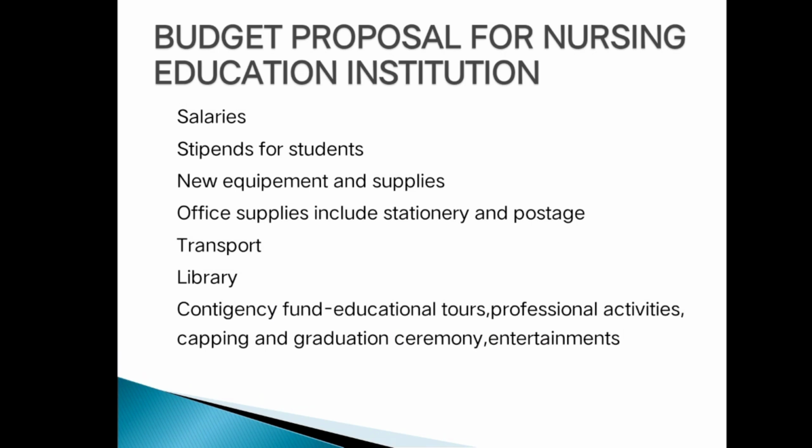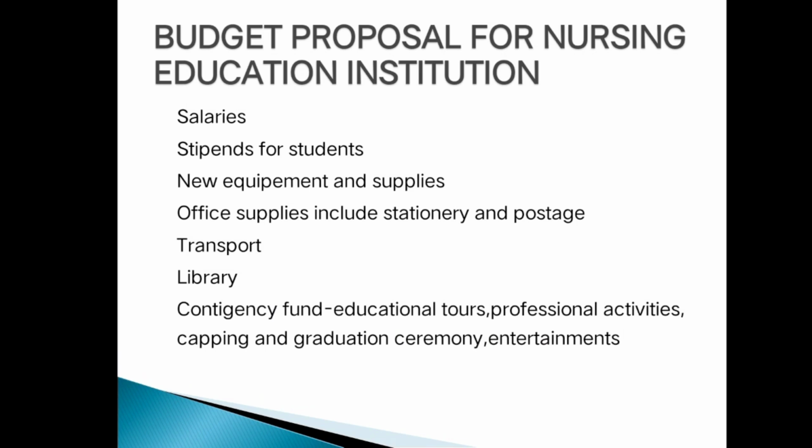Next is new equipment and supplies. So if the college has decided to procure any new equipment or any supplies, for that purpose also they will decide the budget in advance. Next is office supplies, including stationery and postage. If they are using stationery like paper, pens, stapler pins and pencils, for each and everything we have to plan the budget. Next, for transport, if the college is taking the students to the hospital, to the clinical areas or to a field visit, they will plan the budget for the transport purposes.